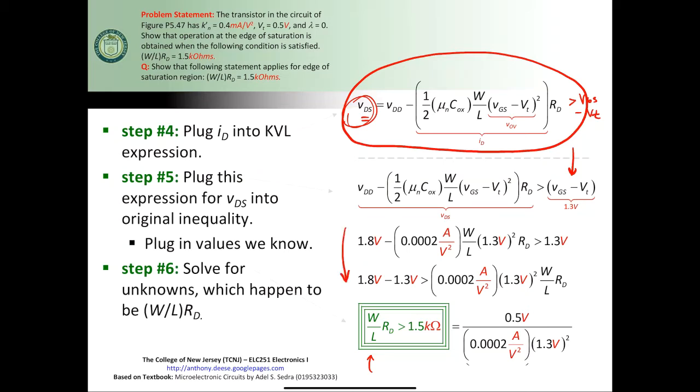I don't know if it's really worth it to go through every single step of the derivation. Essentially we end up with what we were expecting, which is that the aspect ratio times RD has to be greater than 1.5 kiloohms in order to satisfy this equation right here and stay in the saturation region, at the edge of the saturation region. So what that means is if the product of these three together grows larger than 1.5 kiloohms, then it will move down into the triode region.